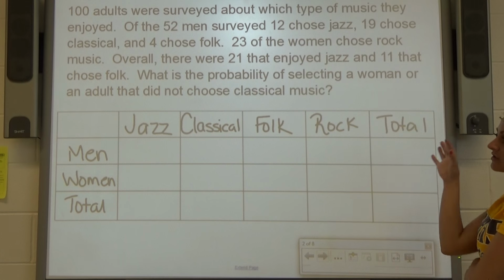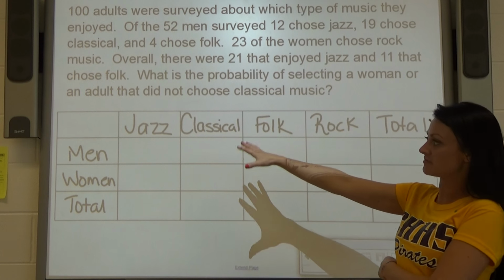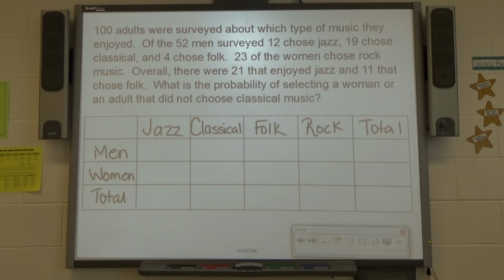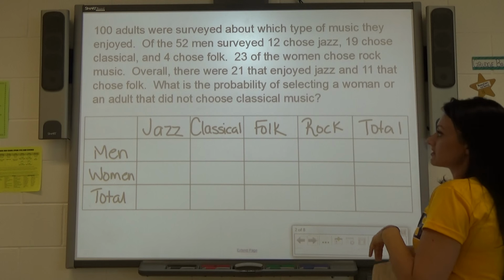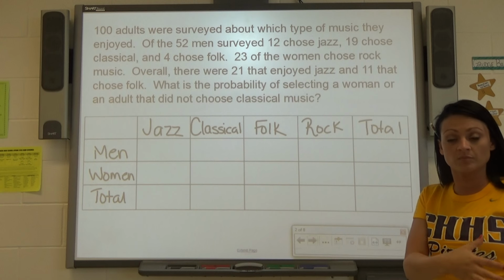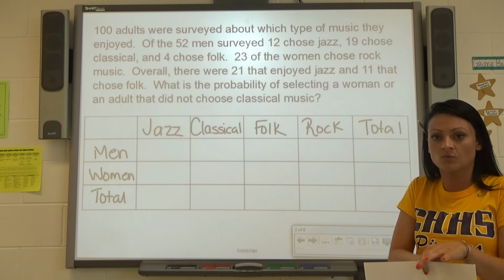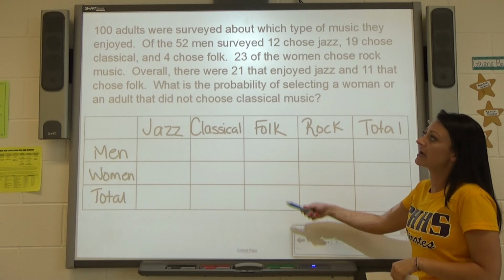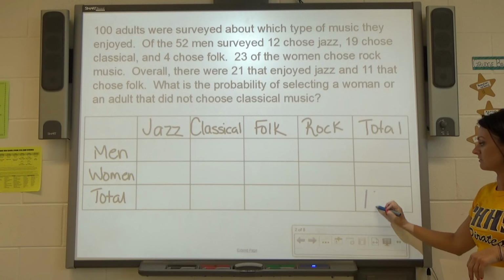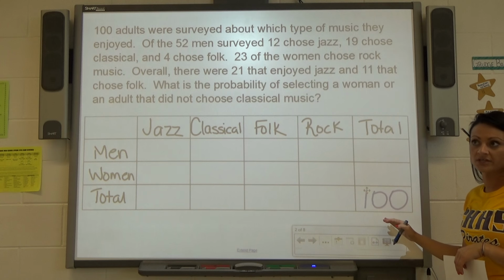So I have already created my table and I filled in my headings for the gender of the person that was interviewed, as well as the type of music that they preferred. And what I'm going to do is start taking this word problem apart piece by piece and figuring out where each of those data totals they gave us belong in the table. Right off the bat, 100 adults are surveyed. That tells me that the absolute total of my table is 100.